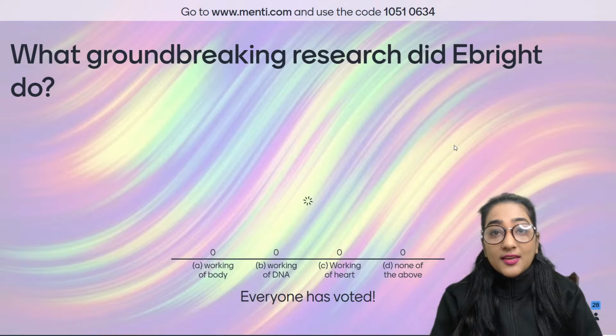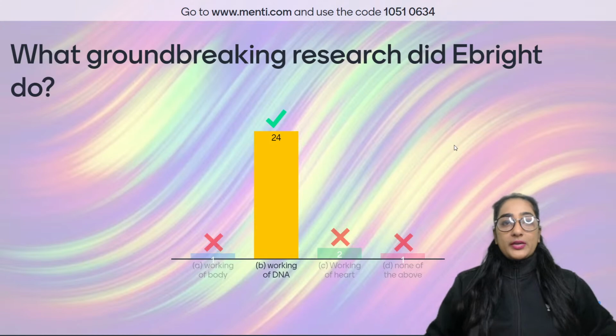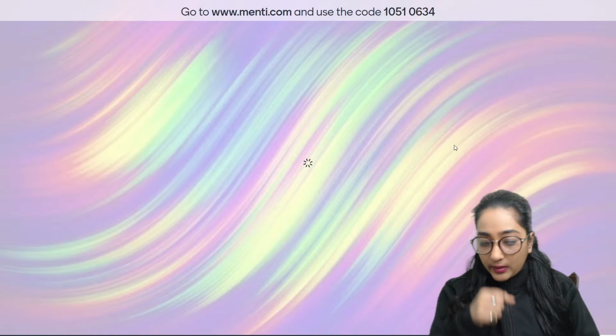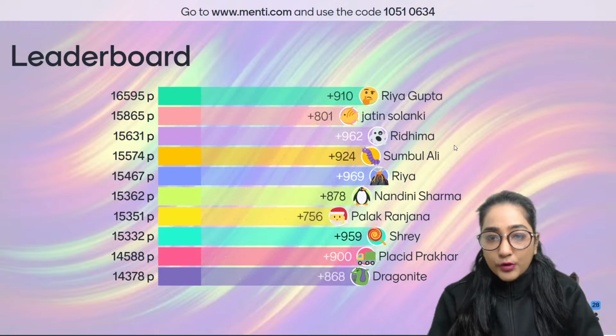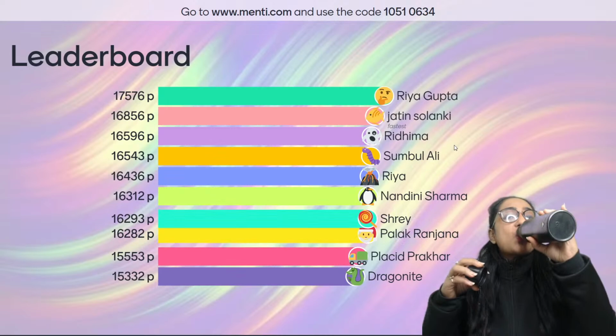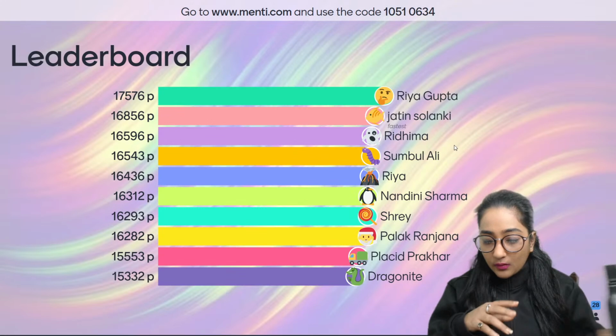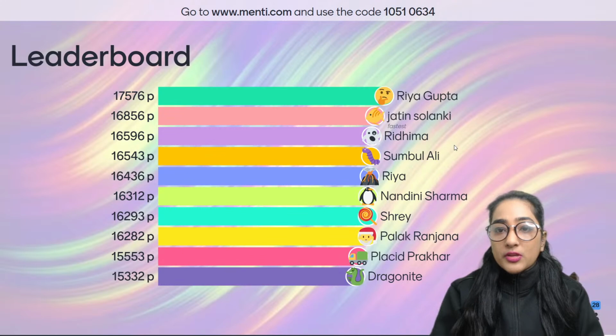Yeah, Shrey, because the thing is the chapter was really difficult and I wanted to complete it today so that you guys are not really dangling in between. Okay, working of DNA. That is very right. Here is the leaderboard for everyone. Riya at the first position, Jatin is the fastest one, Ridhima, Sumul, Riya, Nandini, Shrey, Palak, Placid, Prakar, and Dragonite. Now we are moving to the next question.